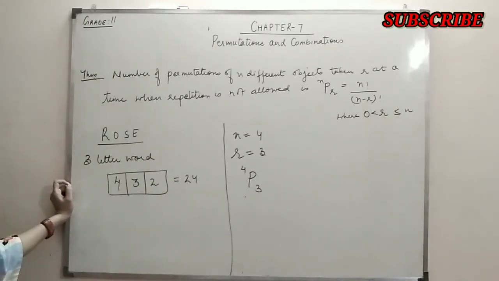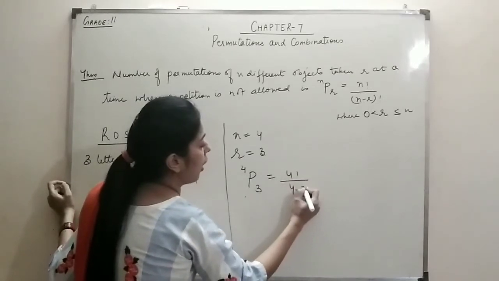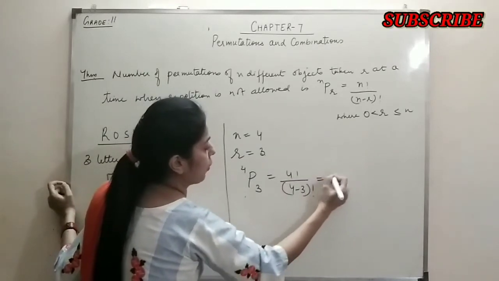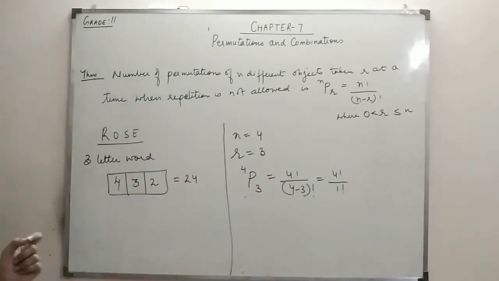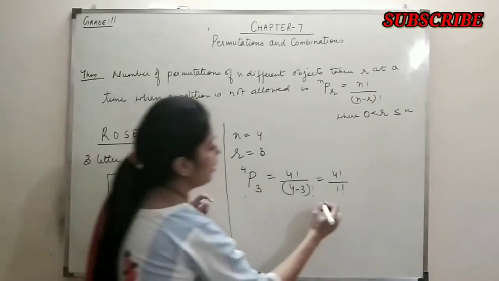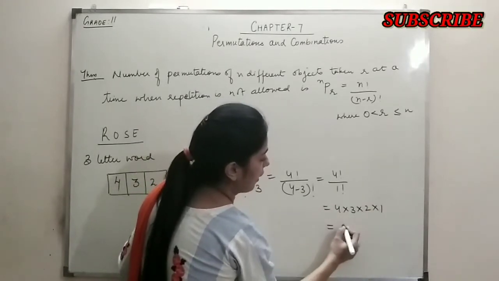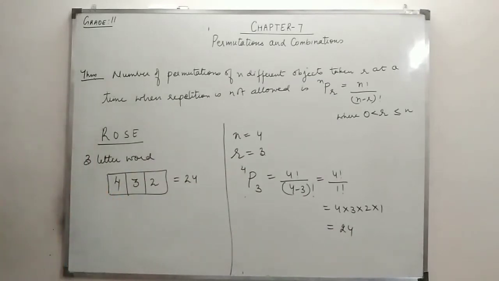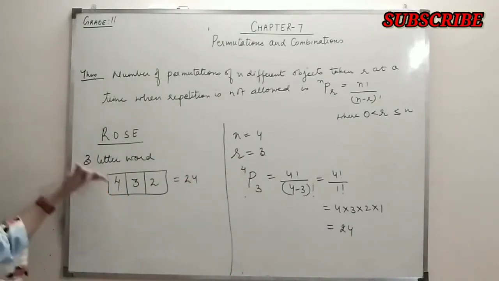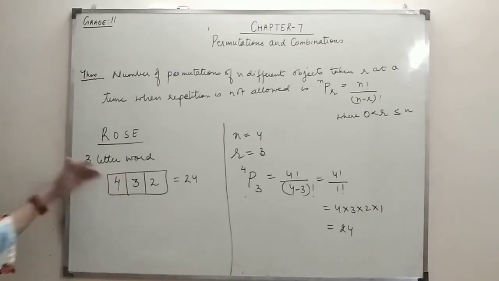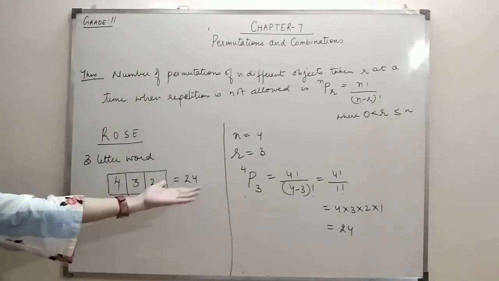And how will we solve it? That is n factorial upon (n minus r) factorial, that is 4 factorial upon (4 minus 3) factorial, that is 4 factorial upon 1 factorial. And what is 4 factorial? That is 4 into 3 into 2 into 1, that is 24. You see, the answer is the same. Either do it by the fundamental principle of counting, or you can use this result directly. We can say that is the permutation P(4, 3).